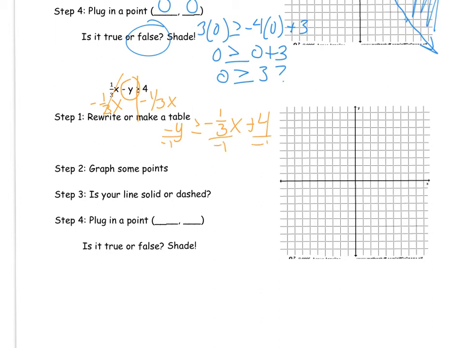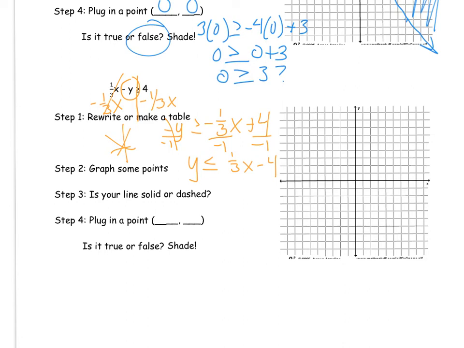Dividing by a negative, we need to flip the sign. So final answer, y is less than or equal to, negative divided by negative is positive, 1/3 x minus 4. Okay, hopefully you see our b, our y-intercept is negative 4.